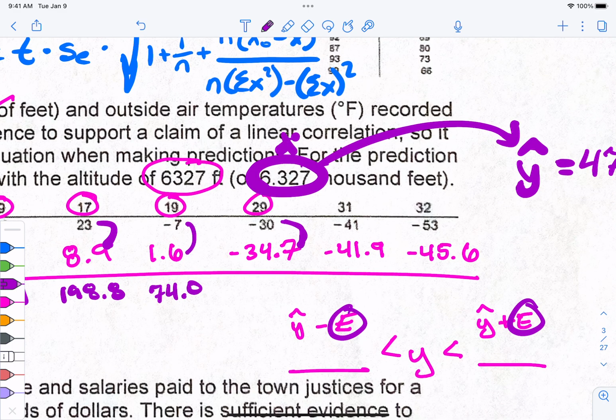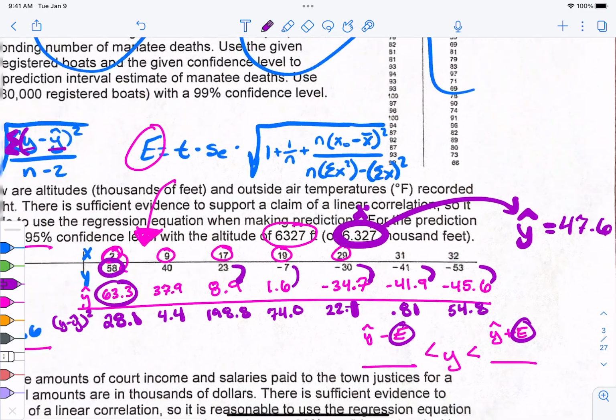Those guys subtracted and squared. So like 4.7 squared really is what it is. Something like, I don't know, 20 maybe. 22.1. Or was it 0.81? Yeah, 0.81, perfect. Okay, these two subtracted, squared. 54.8. Okay. Alright, so there's that.